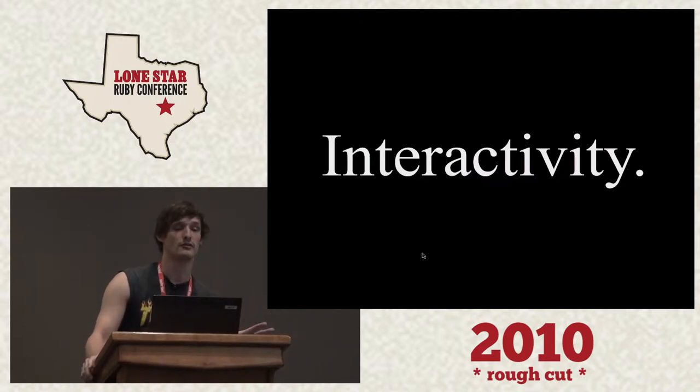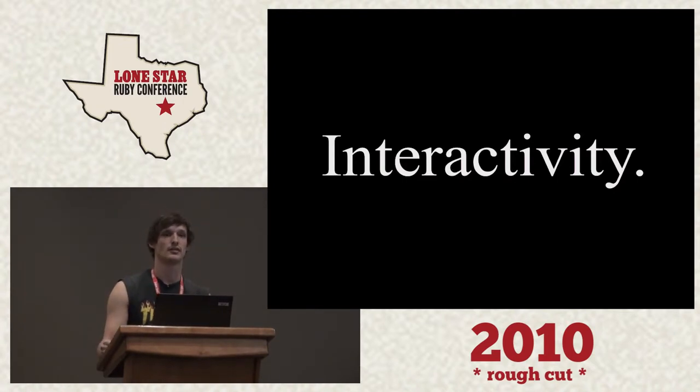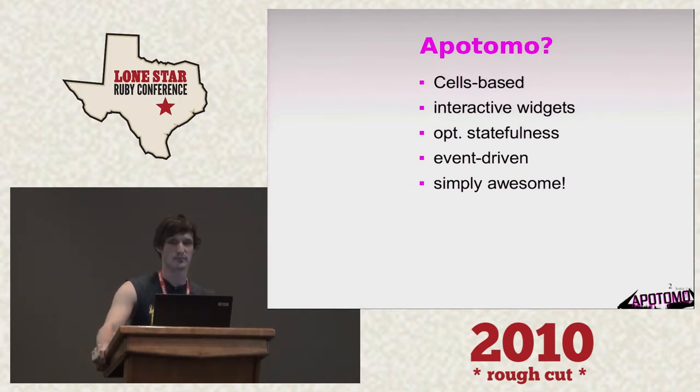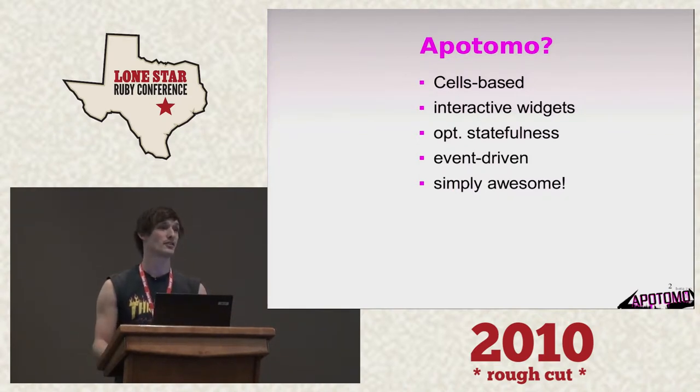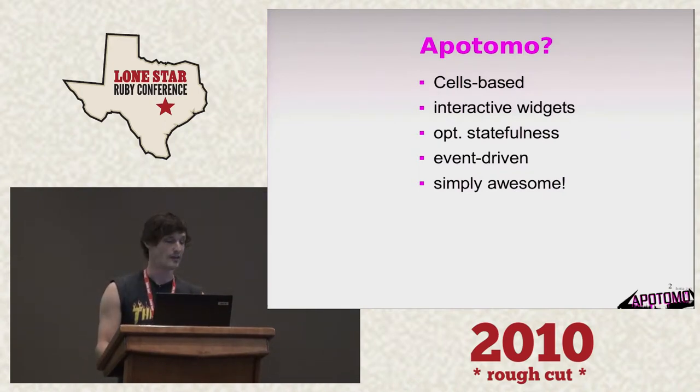We got that rendering part about cells, and I will talk about interactivity, how to make your cell act like a real widget, where you can send data to the server and back, and which updates on events and stuff like that. So basically, Apotomo is the framework I'm going to talk about. It sits on top of cells, and it provides interactive widgets. We also have some optional statefulness for those who want fancy stateful widgets that keep their inner states and keep their structure. Usually, I don't need that. And then we have a very interesting event system in Apotomo, which we are going to discover now.